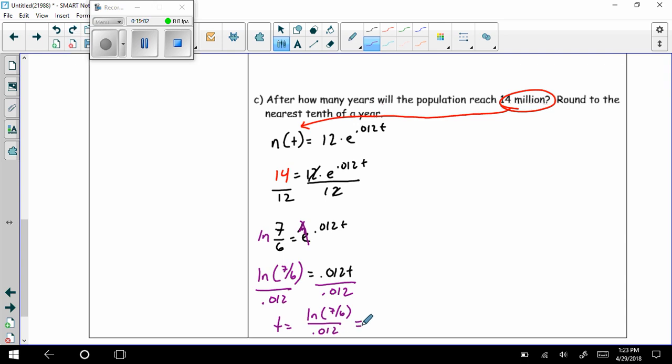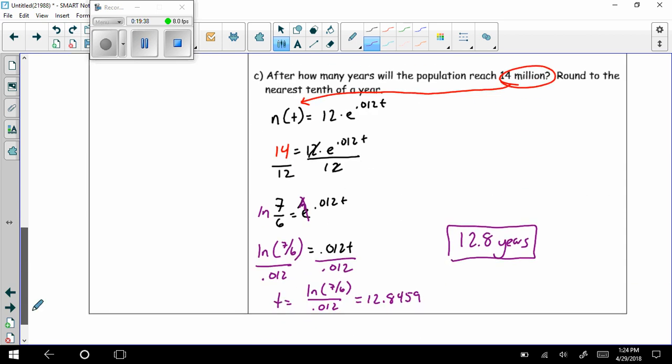And I know that's ugly, but again, your calculator can handle all that. And so if we plug in Y equals, that makes a fraction, and then we have natural log of 7 over 6 divided by 0.012, and we should end up with 12.8459, and so rounding to the nearest tenth, it should be about 12.8 years. So it would take 12.8 years, or roughly the year 2013, we would end up with 14 million fish.